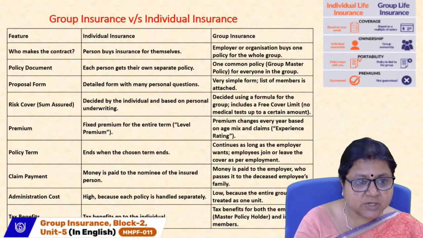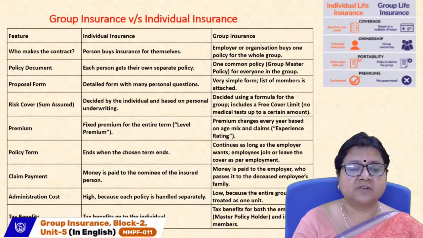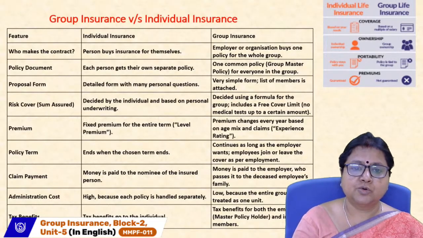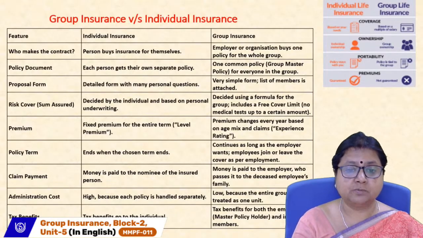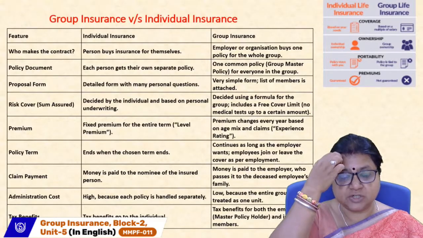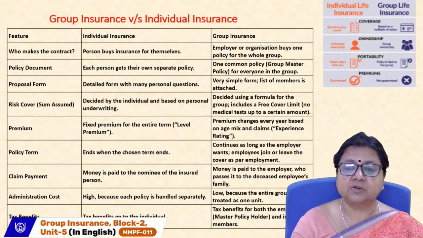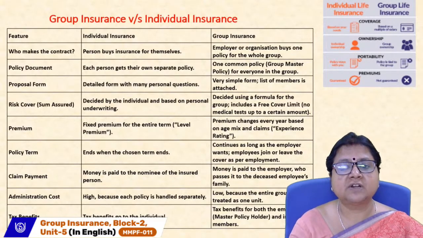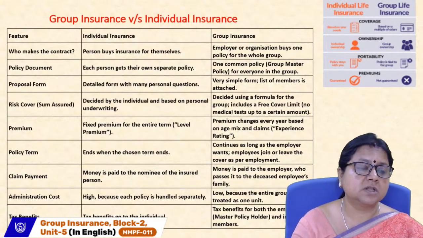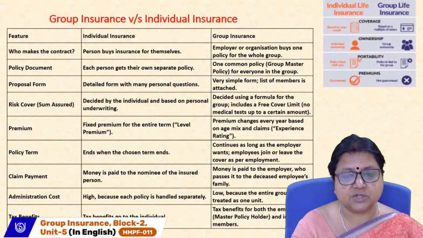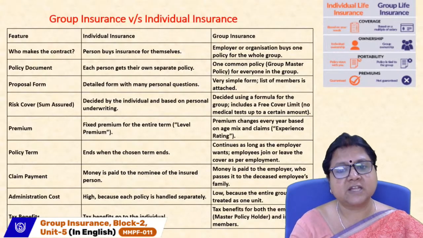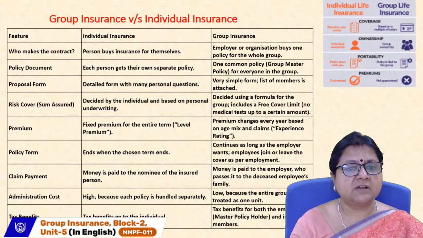They have to just fill up the form and give it to the insurance company. In case of individual insurance, the risk coverage is the sum assured. When the policy date matures, the individual person is liable to get the sum assured. But here it is decided using a formula for the group. It includes a free cover limit, so there will be no medical test up to a certain limit. Here you are not going to get any sort of sum assured, but in case of death or accidents, there will be certain riders.